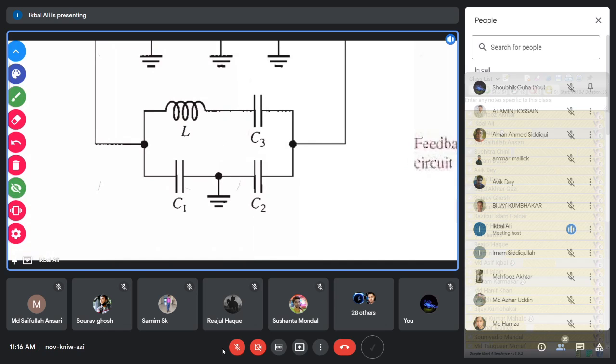Now, instead of two capacitors C1 and C2, you have three capacitors in series. So these three capacitors, you see, are all in series. So what will be the equivalent capacitance of these three series combinations of capacitances C1, C2, and C3?